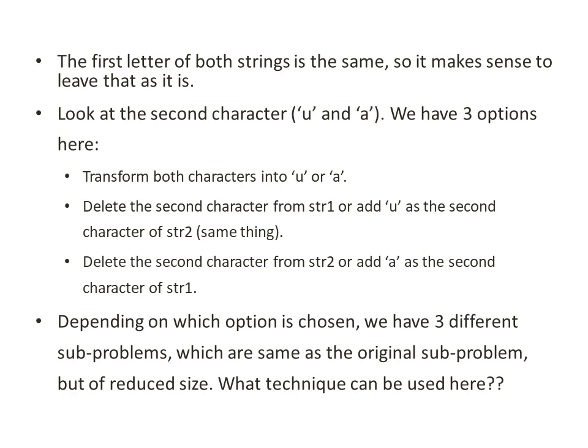We have three options here. We could transform both characters into either U or A. We could delete the second character from string 1, or add U as the second character of string 2, and in the context of our problem, which is to find the number of operations, they are the same thing. Or we could delete the second character from string 2 or add A as the second character of string 1. Depending on which of these three options is chosen, we have three different subproblems which are the same as the original problem but of reduced size.